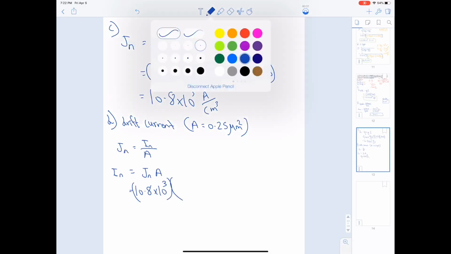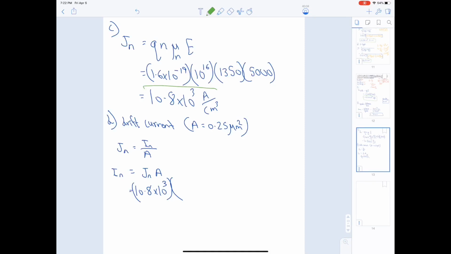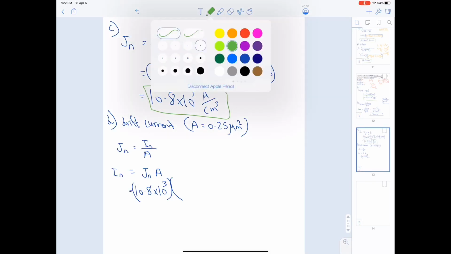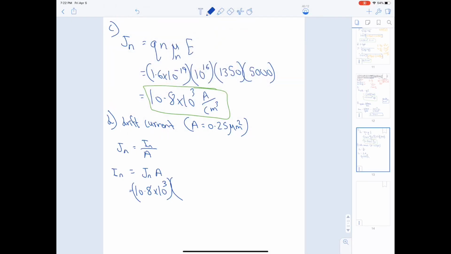Now area, if you notice, it's in what? Micrometer square. We need to convert it to centimeter square, because as I said before, all of our units in the silicon are preferred to be in centimeter. Let me teach you how we convert from meter square to centimeter square. 1 meter is 100 centimeter. We agree on this. Now 1 meter square is 10,000 centimeter square.